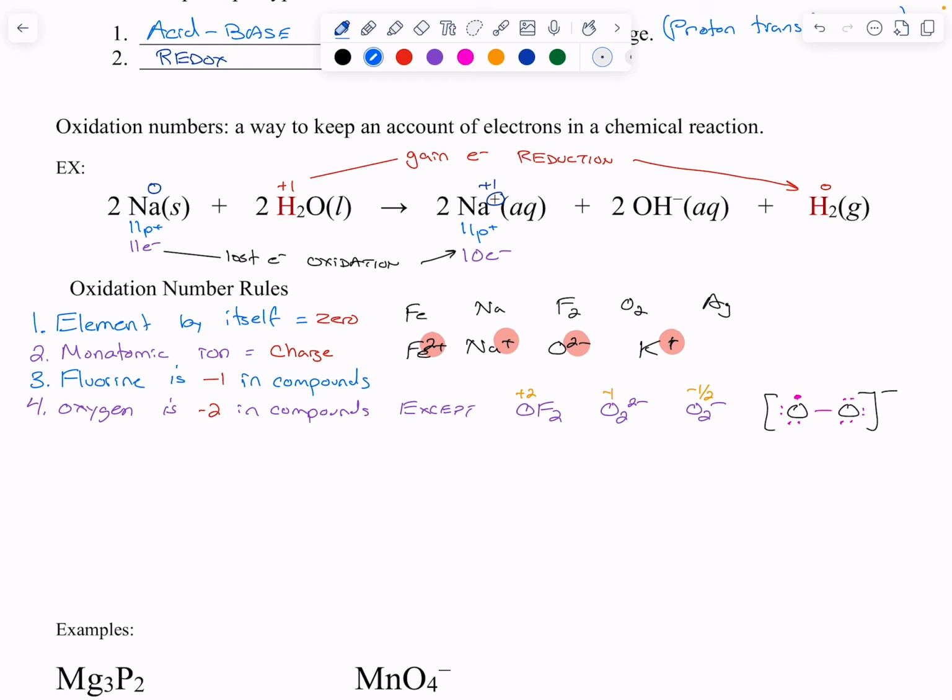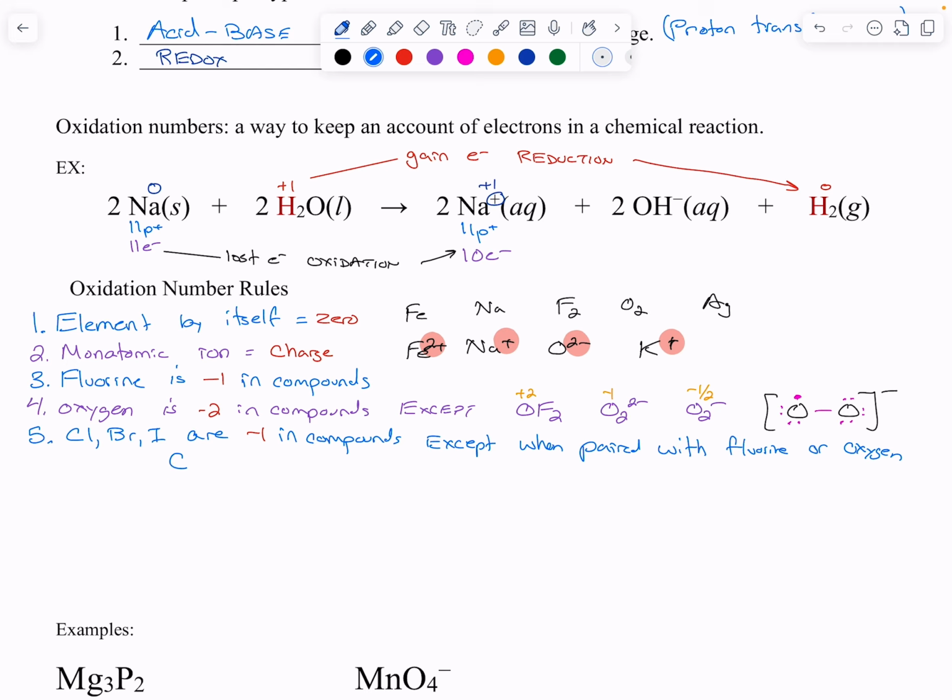Number 5. The rest of the halogens, Cl, Br, I, are -1 in compounds, except when paired with fluorine or oxygen.